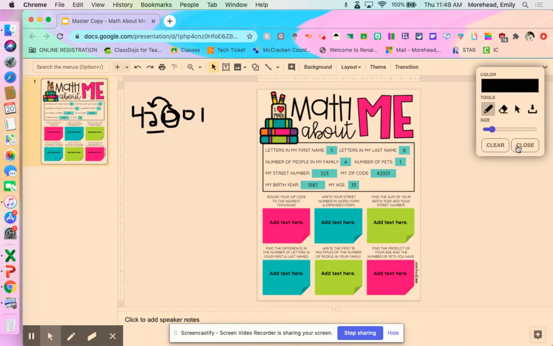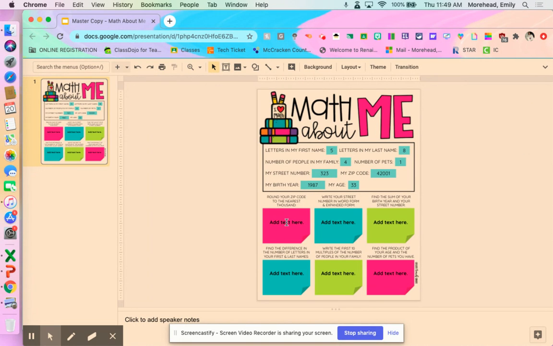So that tells me that I need to go down here, and I'm going to round that number to 42,000. Right there, 42,000. That is that number rounded to the nearest 1,000. Now, the next one says write your street number in word form and expanded form. Let's look at my street number here. So if I read that number as 323, that's the word form. Word form is just how you read the number.